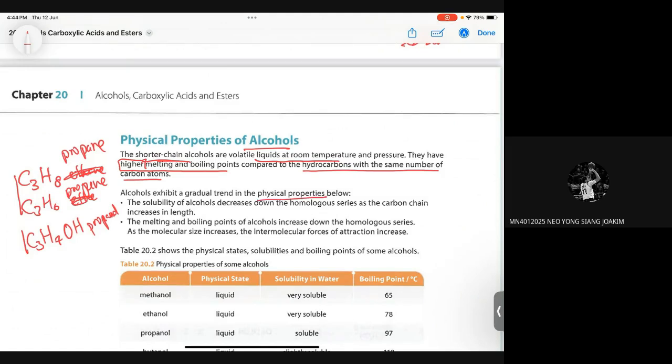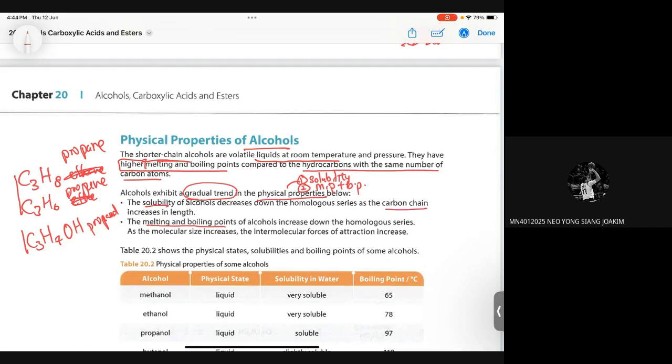Next, in terms of physical properties, it's not just about melting and boiling points, it's also about the trend. We're not going to look at viscosity here. We're going to look at solubility and melting and boiling points. So the physical properties here are not viscosity, but solubility, melting point and boiling point. So it's no longer viscosity.